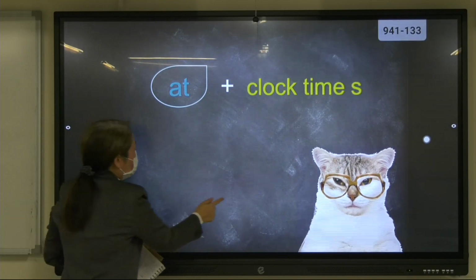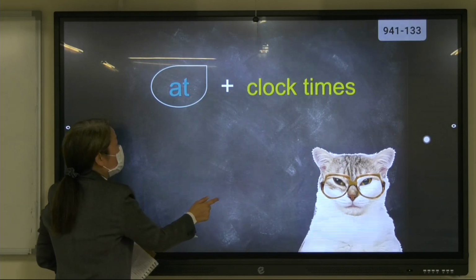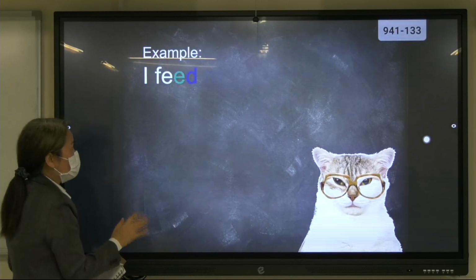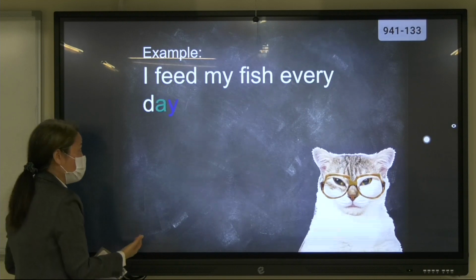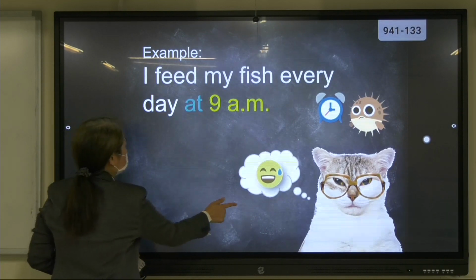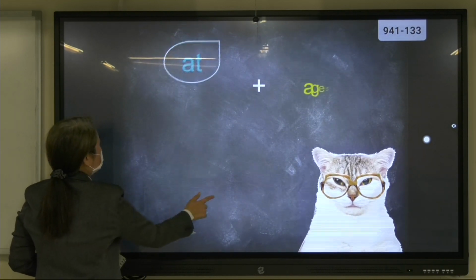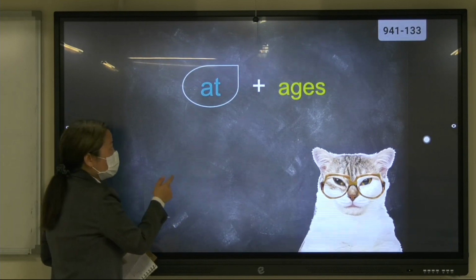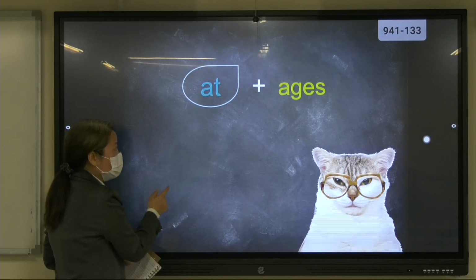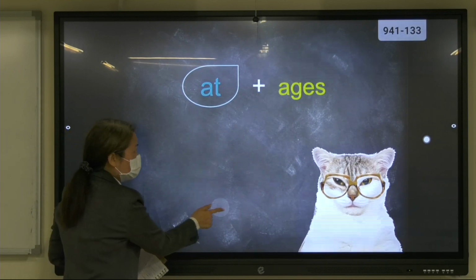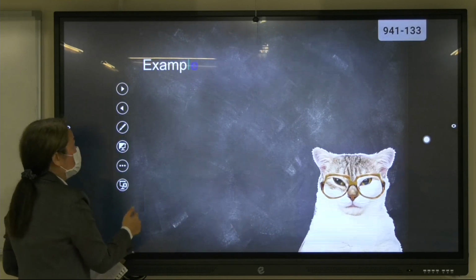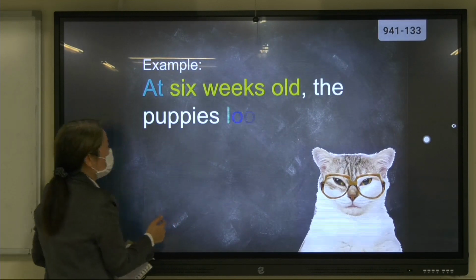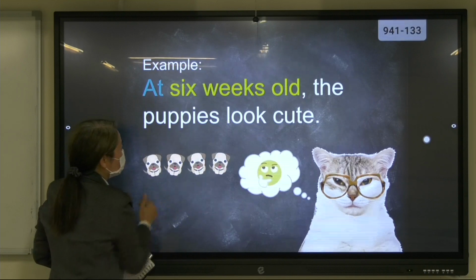Besides, we use at to talk about clock times. For example, at 5 p.m., at 4 p.m., something like this. At, we can also use it to talk about ages. For example, at 6 weeks old, the puppies look cute.